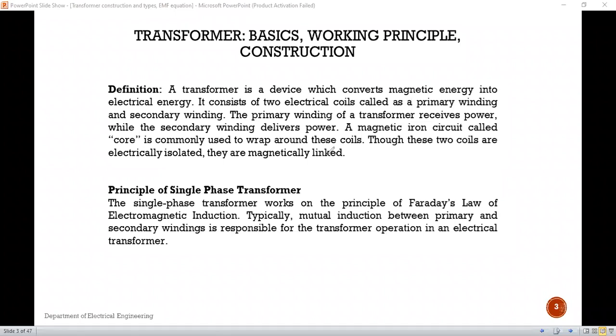Okay, so transformer, it is a static device, either it may be a single phase transformer or it may be a three phase transformer. Whatever transformer it is, the transformer is a static device which can transfer an electrical power from one circuit to another circuit with change in its voltage and current, but without change in its frequency. So in that we got a point: the transformer frequency remains same while transferring the power from one circuit to another circuit.